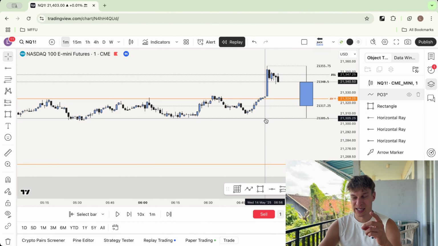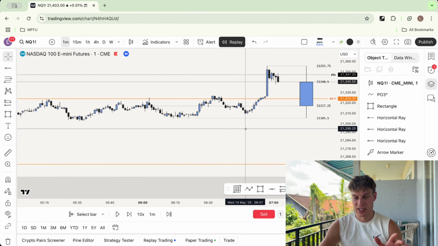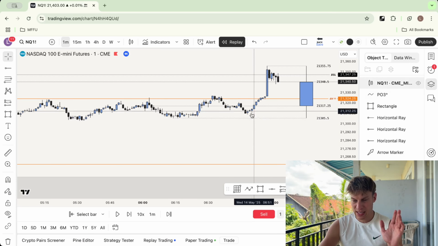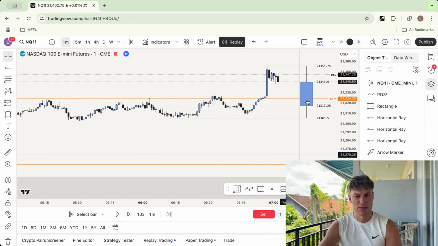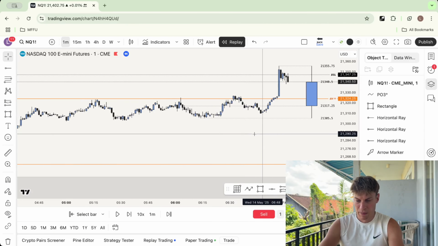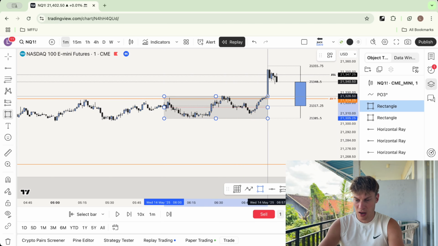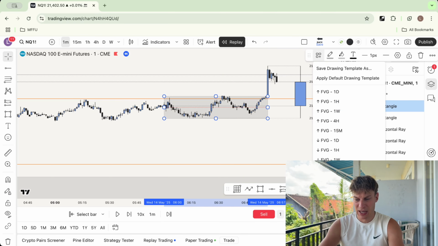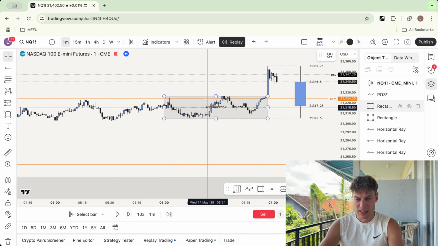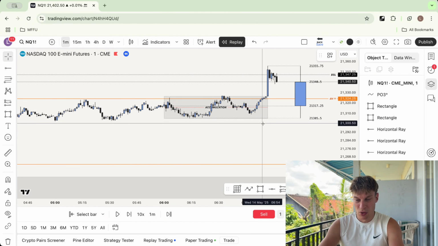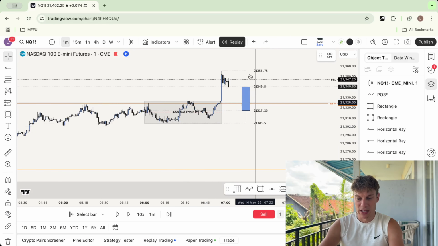Another concept, ICT macros, something I won't explain in this video, but basically this is a very, very good time to have some sort of liquidity sweep. We are at 6 a.m. We have our clean accumulation phase happening. Price is not really moving. It's just moving sideways. We are grabbing orders, deciding where price is going to go.